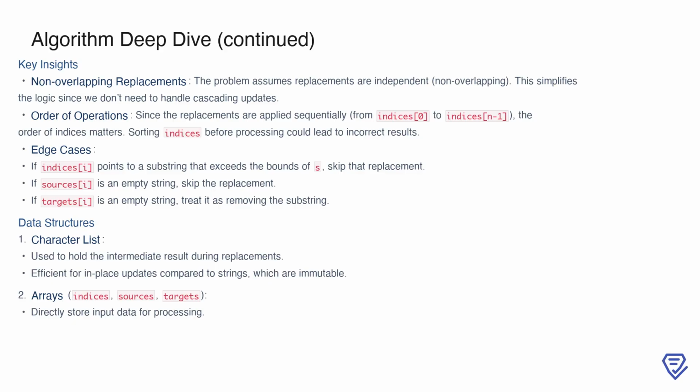Additionally, certain edge cases must be handled carefully. If indices[i] points to a substring that exceeds the bounds of S, the replacement should be skipped. Similarly, if sources[i] is an empty string, we ignore that replacement. If targets[i] is empty, it is treated as removing the substring. To handle these replacements efficiently, we use a character list for intermediate updates, as it allows in-place modifications. The input arrays indices, sources, and targets are used directly for sequential processing.